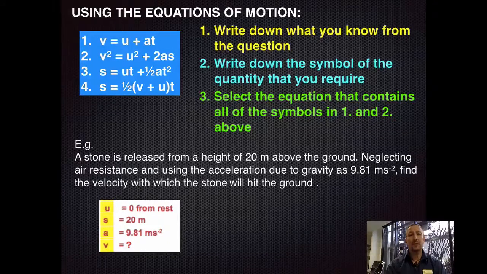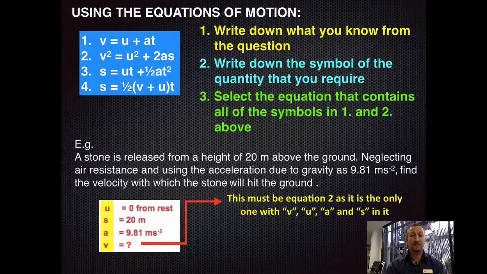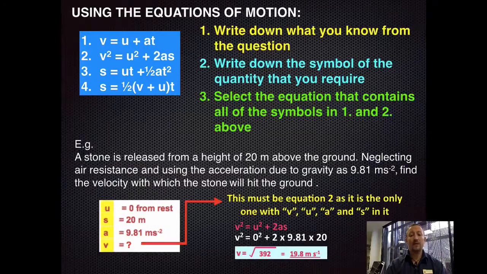So I've got u, s, a, and v. Going to my blue box at the top, I choose the correct equation that has u, s, a, and v in it. In this case, we end up with v squared equals u squared plus 2as. I then substitute into the equation and solve, and I end up with 19.8 meters per second. So it's a very straightforward process. Always logically write down what you know, what you were trying to find, select the correct algorithm, and then process the data. If you follow this in each situation, you won't go wrong.